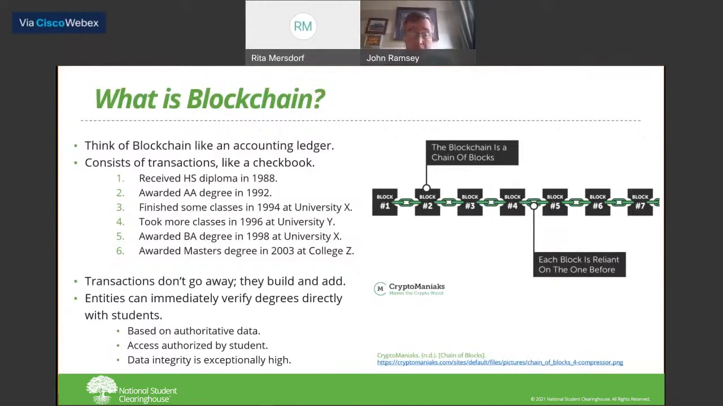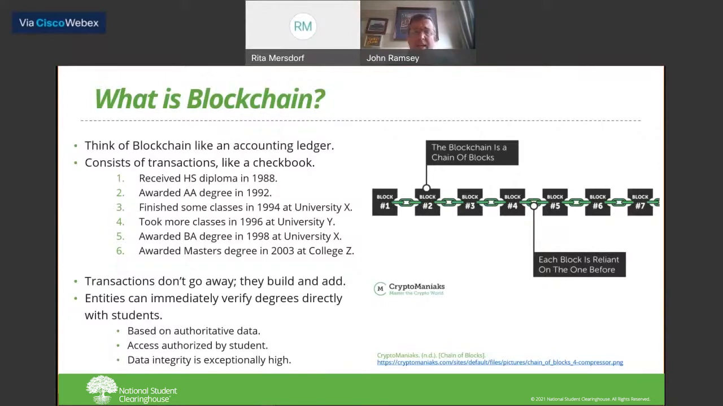So let's break this down a little bit. What's a block? Think of a block in blockchain as a piece of data or an action. An example of a block might be that I was awarded a diploma. Or a block might be something as simple as employer C wishes to validate that I have a master's degree. That would constitute and create a block. So then what would a chain be? A chain is really all of this data in one place that's in chronological order.